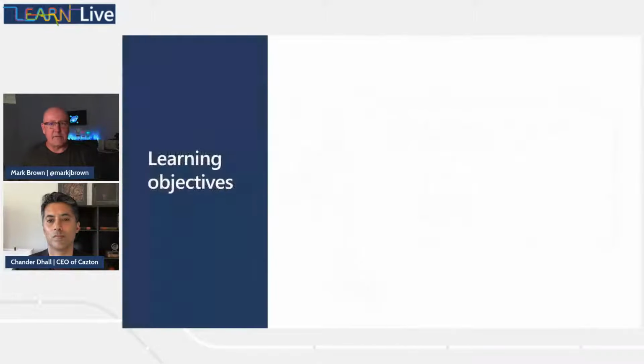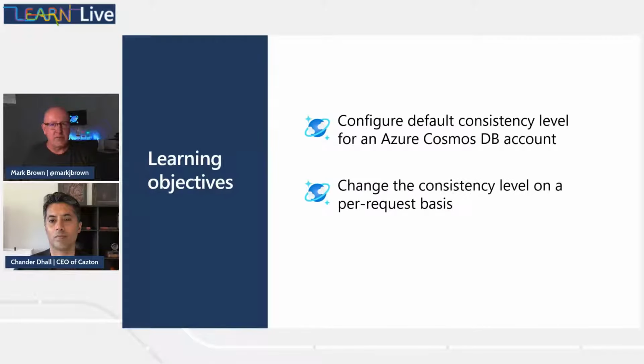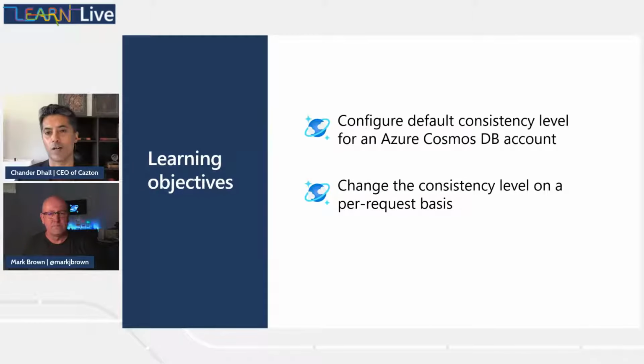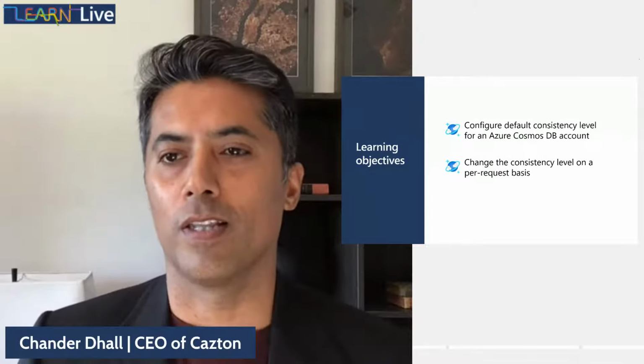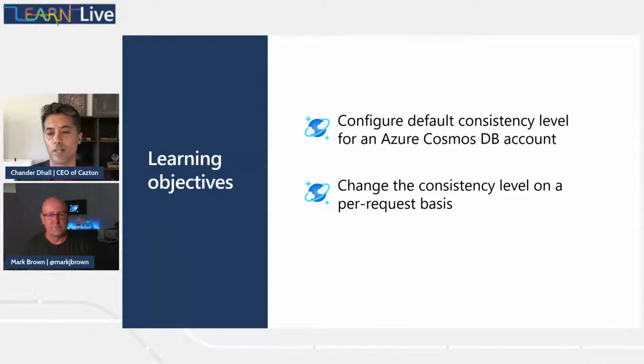Okay, so that's it for introductions. Let's get started. Chandra, you want to talk us through our learning objectives for today's session? Absolutely. Our learning objectives for today are to configure a default consistency level, because every Azure Cosmos DB account comes with a default consistency that works for the entire account. And the great news, and this is what I love as an app developer, and even DBAs love this, is that you can change the consistency level on a per request basis. So we're going to cover both topics in detail today.